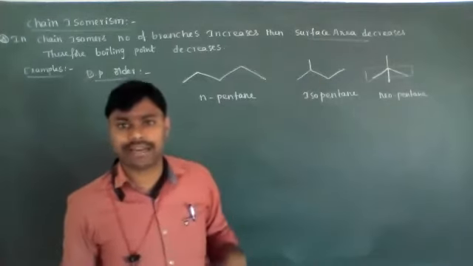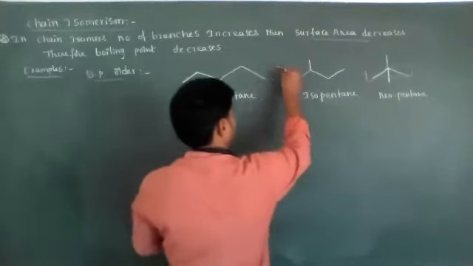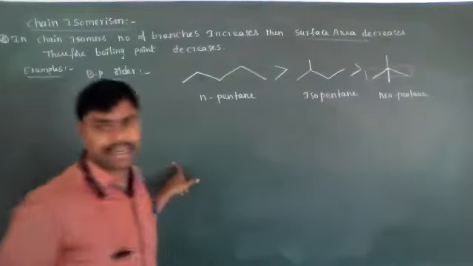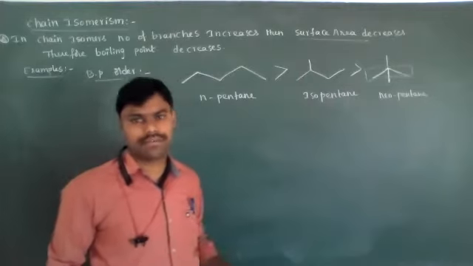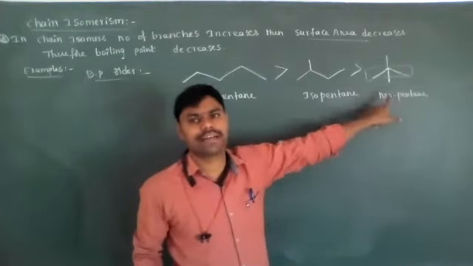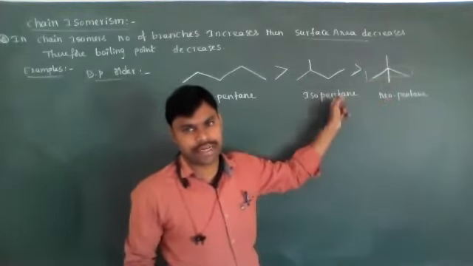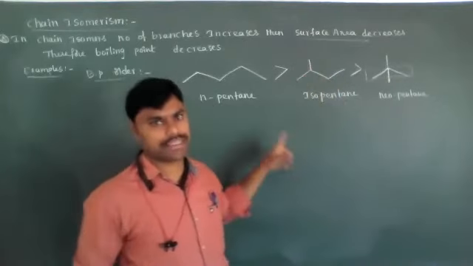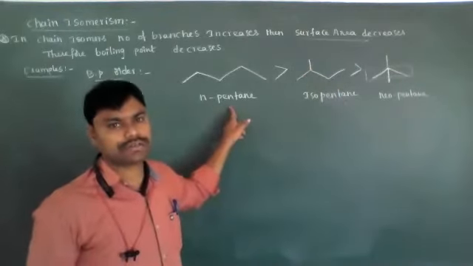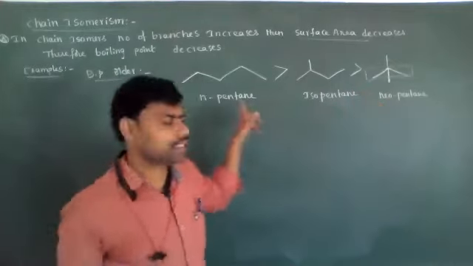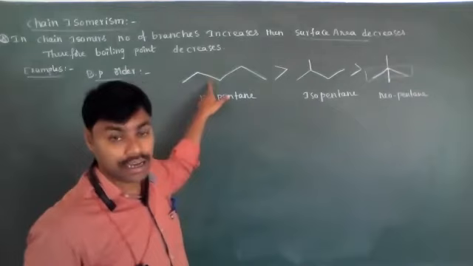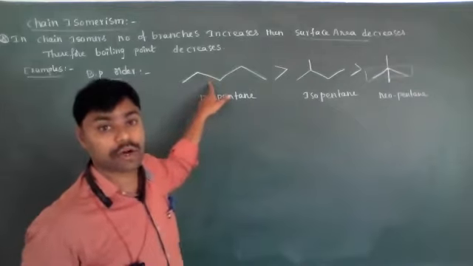Which has more boiling point, dear students? n-pentane has more boiling point when compared to isopentane and then neopentane. Because neopentane has 2 methyl group substituents, isopentane has 1 methyl group substituent, and n-pentane has no substituent, all carbon atoms are present in a straight chain. That's why it has more surface area, hence more boiling point.